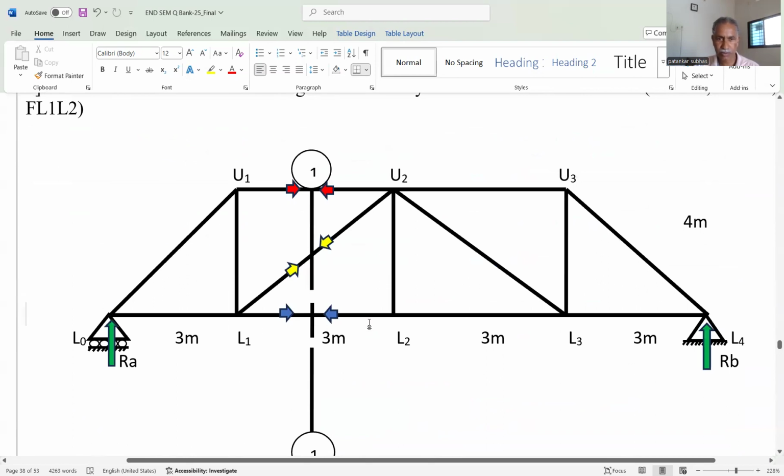We can start from left to right. And the load may be at this point, X is equal to 3 meter. That means 0 and 3 meter is applicable. When we put the load at this point, it is 6 meter. That is on the right side.